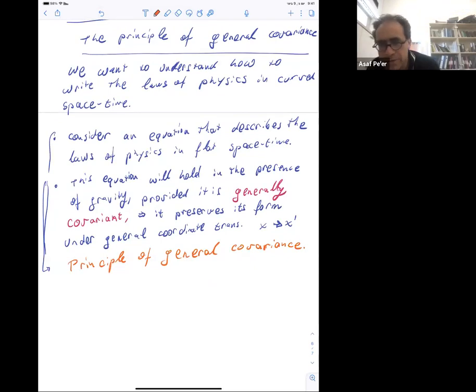Give it a second to digest what I just wrote down. This essentially follows directly from the equivalence principle, right? Because if you are in any arbitrary gravitational field, and we consider an equation that satisfies both conditions, namely it describes the laws of physics in flat space-time, and it is generally covariant, so it preserves its form. Because it preserves its form, it means that if it's true in one coordinate system, it will be true in any other coordinate system because it has the same form of the equation.